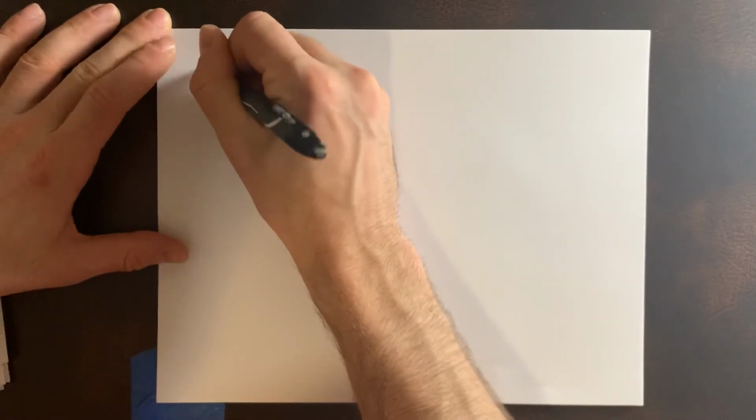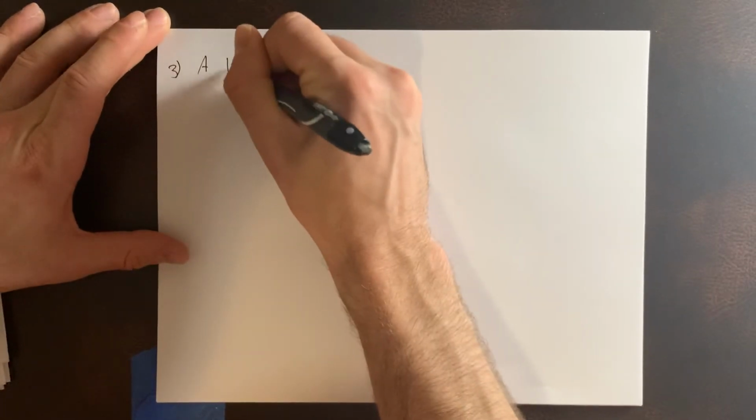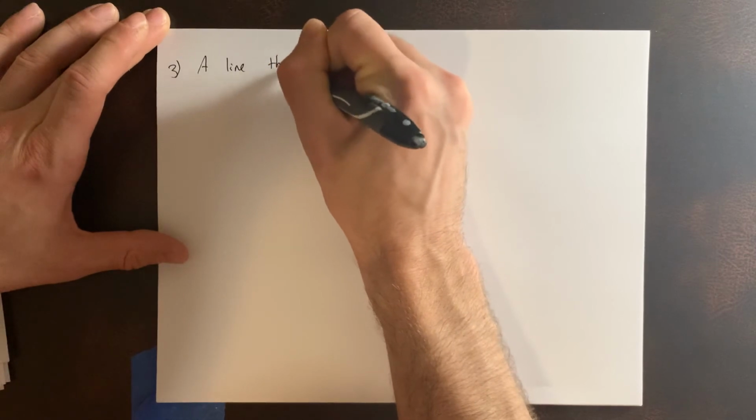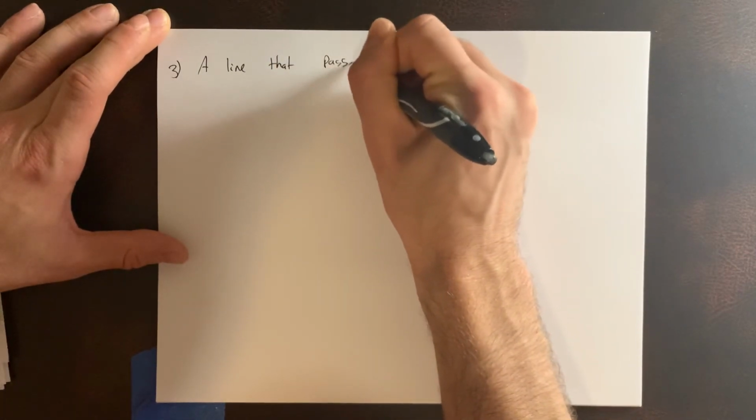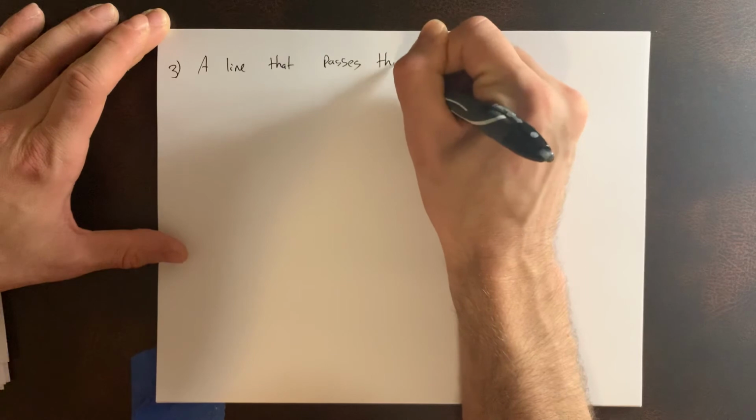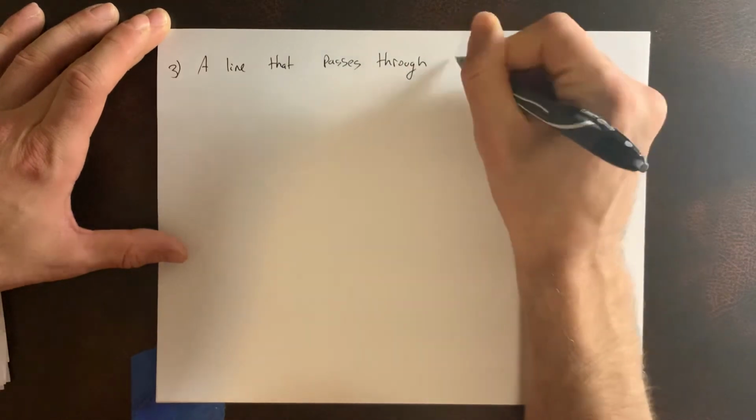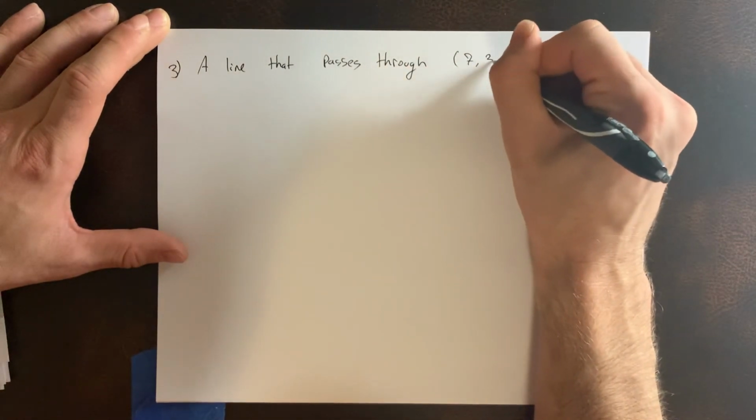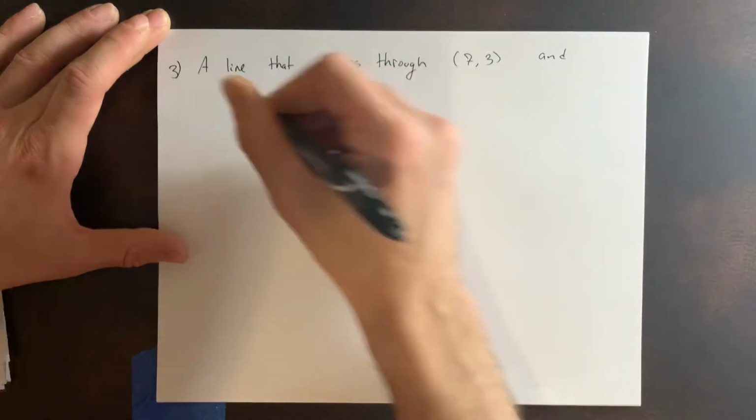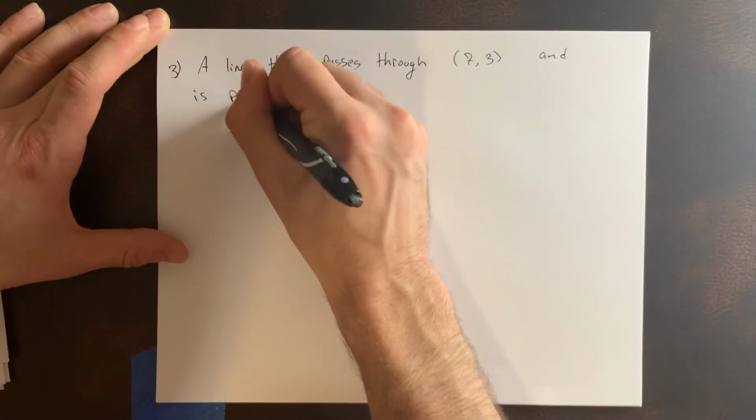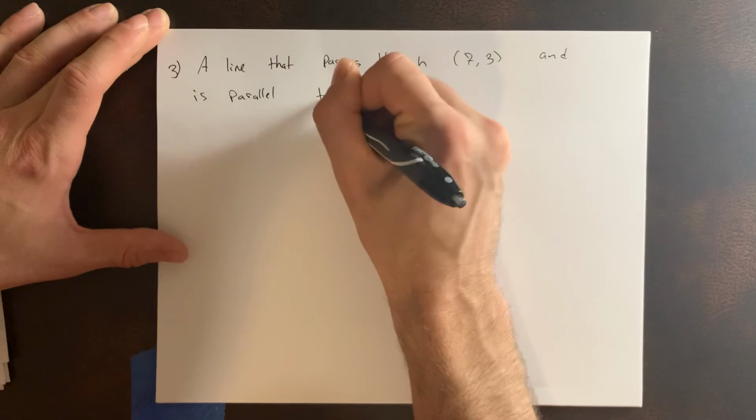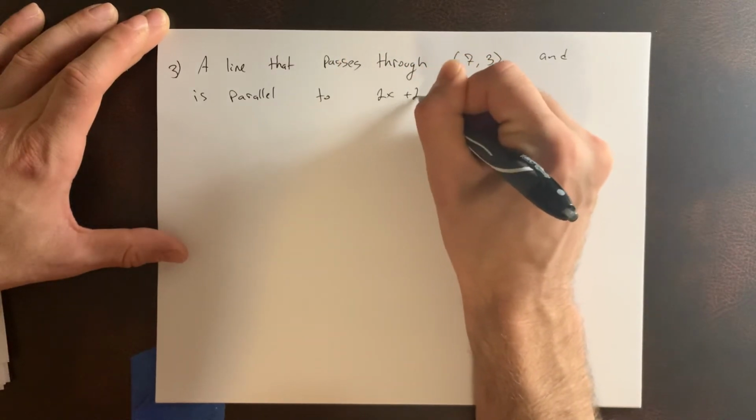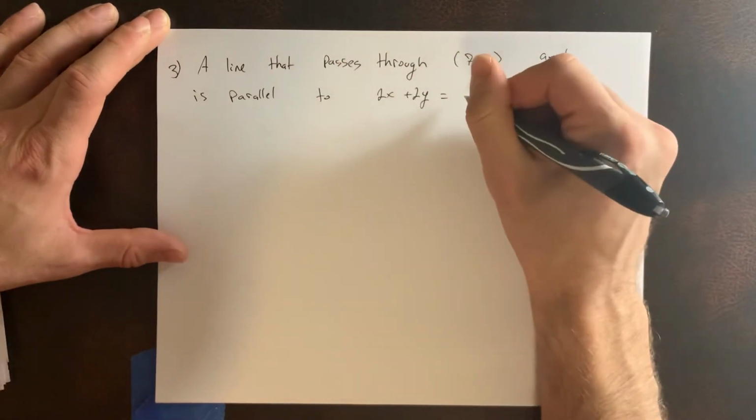Okay, so for the last example, what we want to do is something similar. So a line that passes through 7, 3 and is parallel to 2x plus 2y is equal to 18.